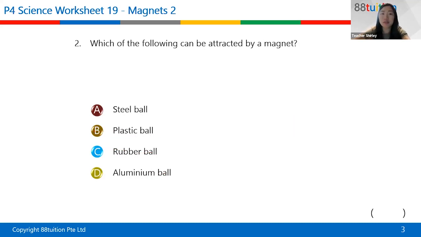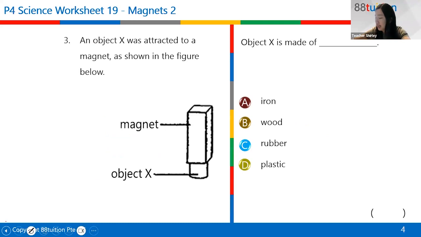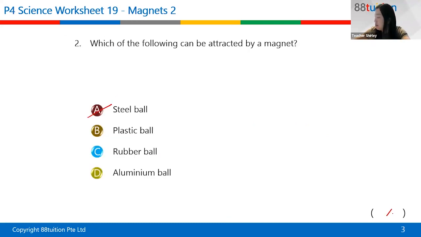Next question, also very simple. Yes, Ariana, you want to do question 2? What's your answer for this? A. Very good. Because steel is a magnetic material, as suggested just now. SCOOL is not cool. So I won't write it down again.